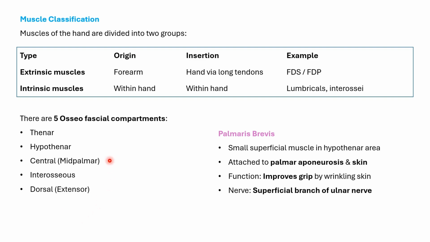And there is one additional muscle excluded from these compartments. It is palmaris brevis. It is a small superficial muscle in the hypothenar area. It is attached to the palmar aponeurosis and skin, and its function is to improve grip by wrinkling the skin, and nerve supply is the superficial branch of the ulnar nerve. So palmaris brevis is a superficial muscle. It is excluded from these compartments.